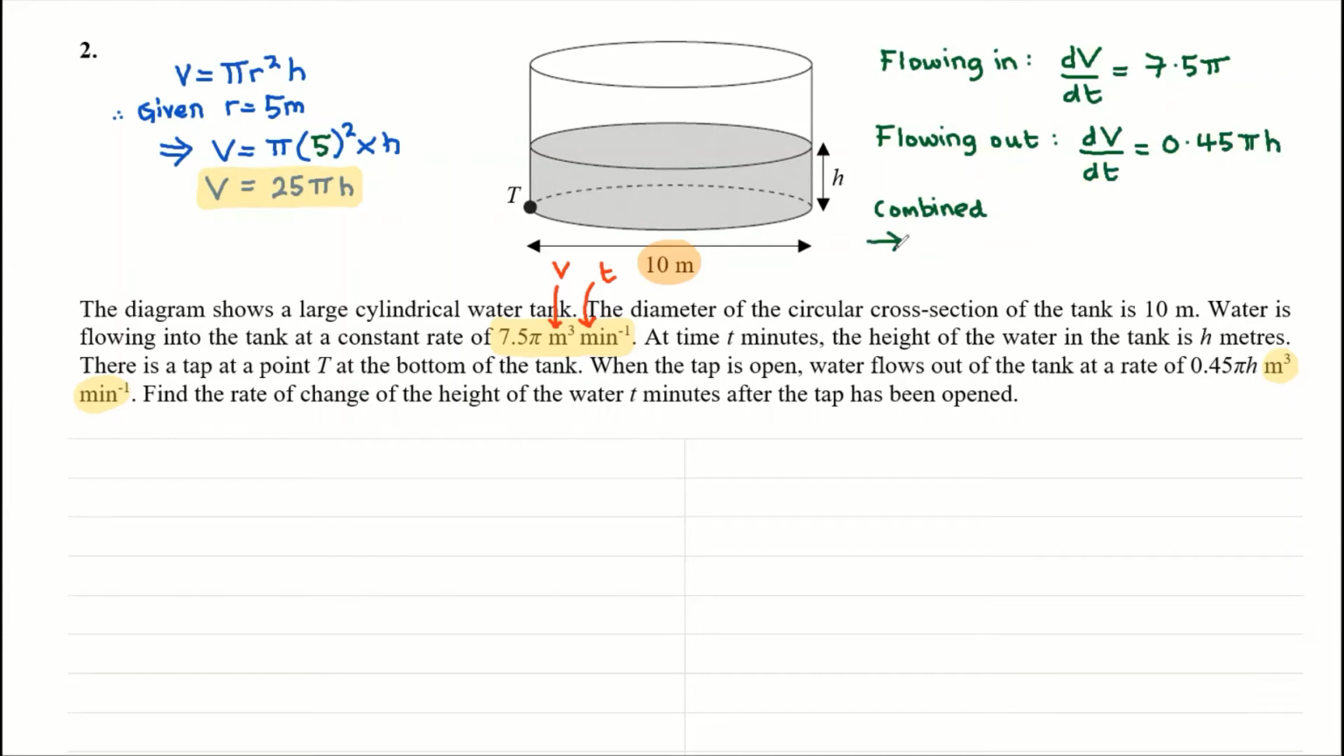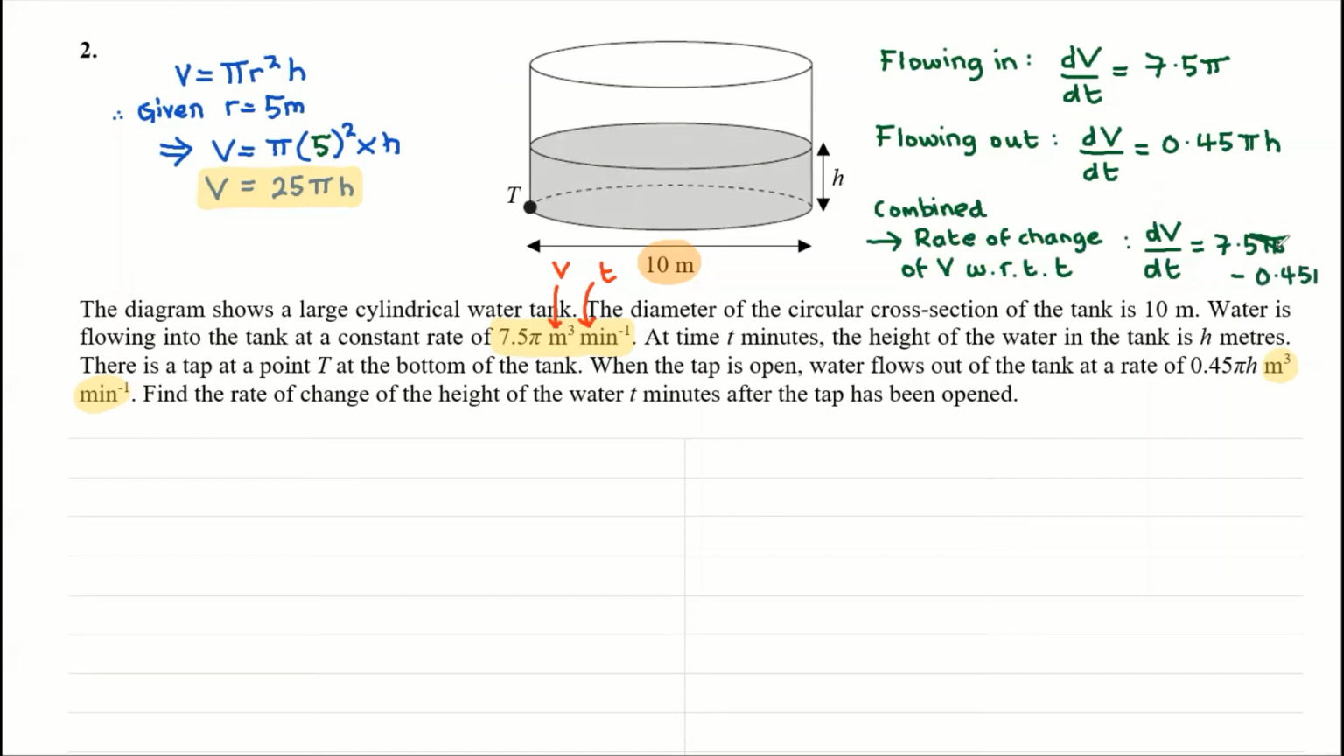so this means that the rate of change of V with respect to T is going to go like this. The water flowing in is going to be the positive addition, so that's going to be positive. So it's going to be 7.5 pi. Okay, and I haven't left myself enough room. That's annoying. Subtract 0.45.